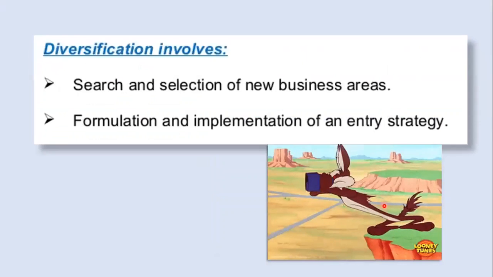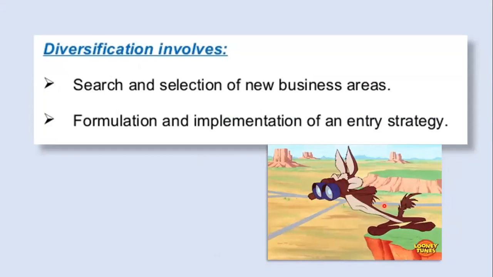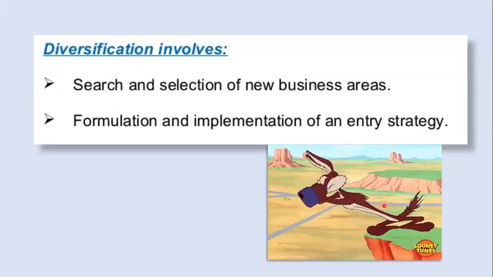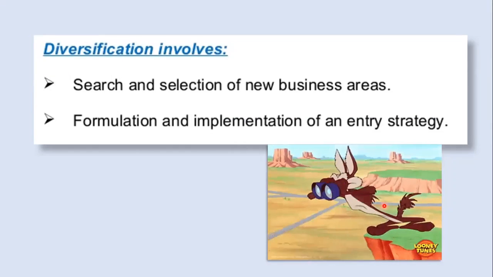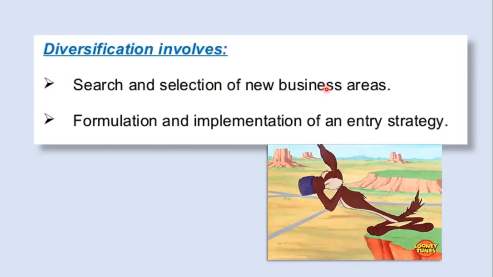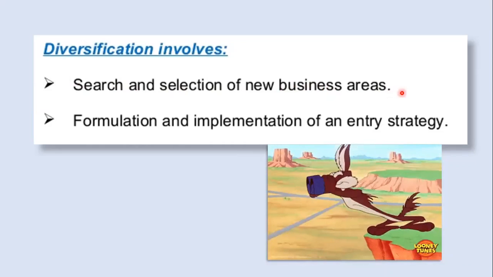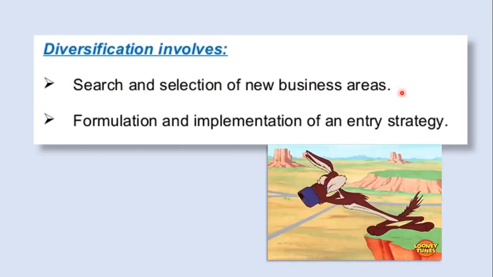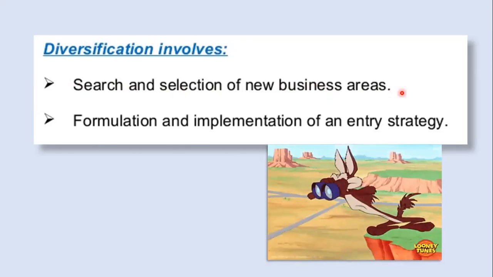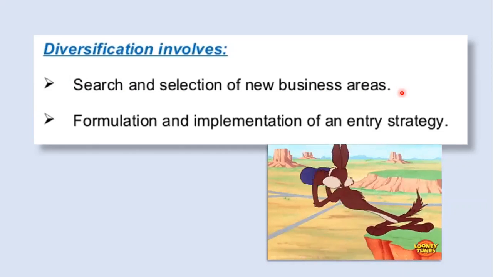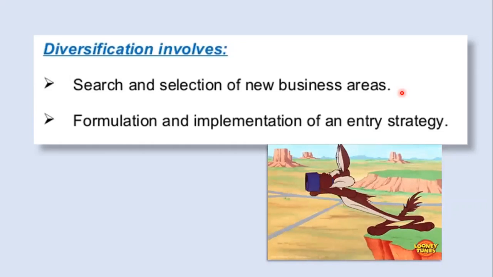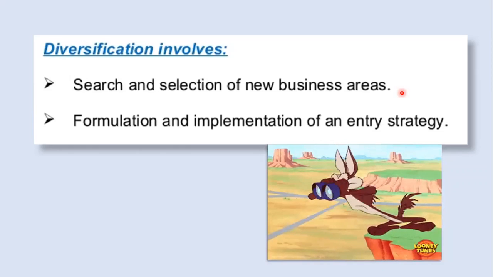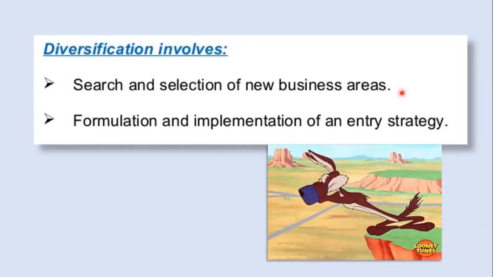I like that. All right, so diversification involves search and selection of new business areas, formulation and implementation of an entry strategy. When we talk about selection of new business areas, it can be something related to the business or something different from the business. For example, let's talk about the brand Colgate. You know Colgate? It's the toothpaste. When we think about Colgate, we know that Colgate has toothpaste, toothbrush, and also floss to clean your teeth, and other products related to mouth cleaning.